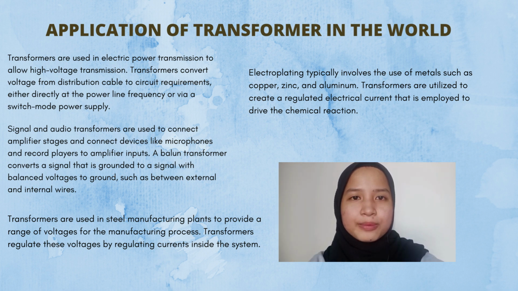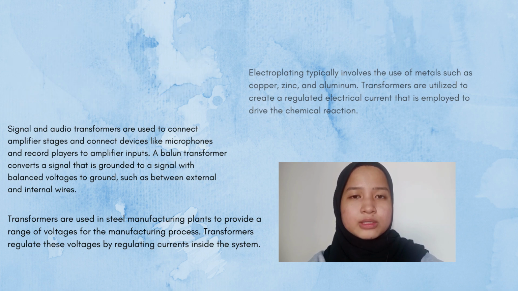Lastly, electroplating. Electroplating typically involves the use of metals such as copper, zinc, and aluminum. Transformers are utilized to create or regulate electrical current that is employed to drive the chemical reaction. Electrolysis is fueled by the operation of transformers in chemical engineering and manufacturing operations.